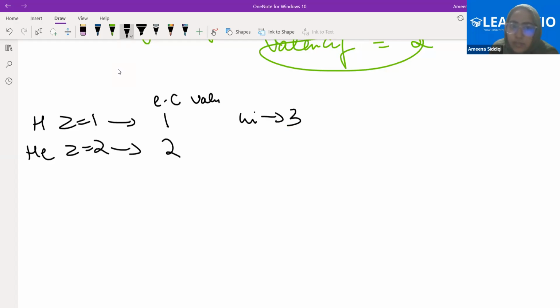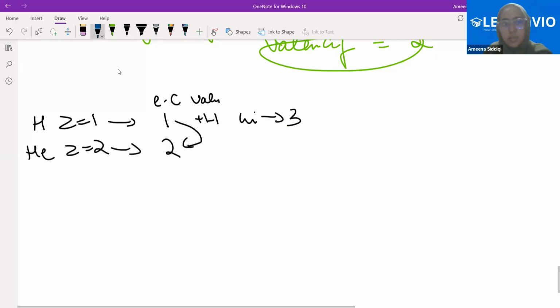So if I write valency here for hydrogen, it's plus 1, minus 1. Hydrogen might also lose 1 electron. Hydrogen might also gain 1 electron. If it gains 1 electron, it will attain this configuration. If it loses 1 electron, the shell will be empty and there will be no shell. Understood?